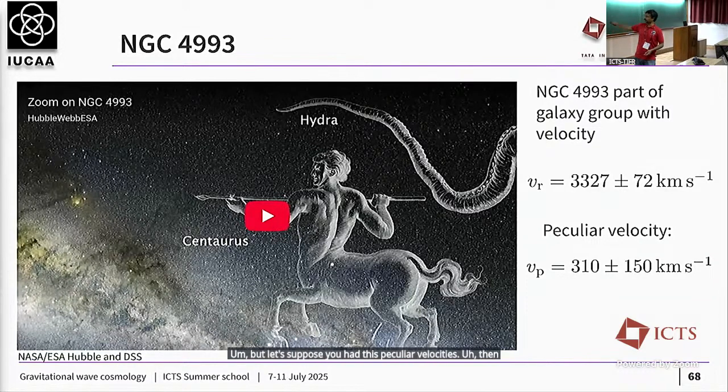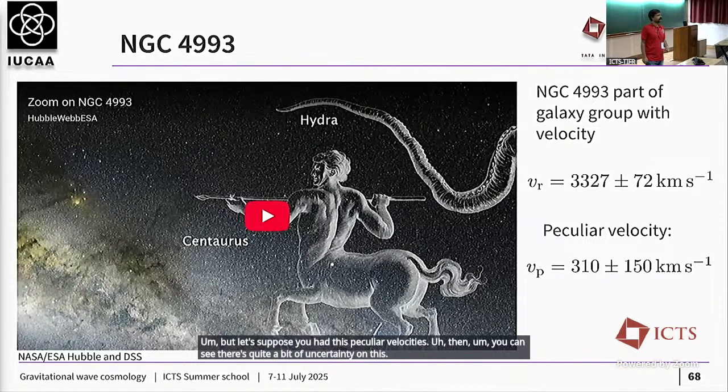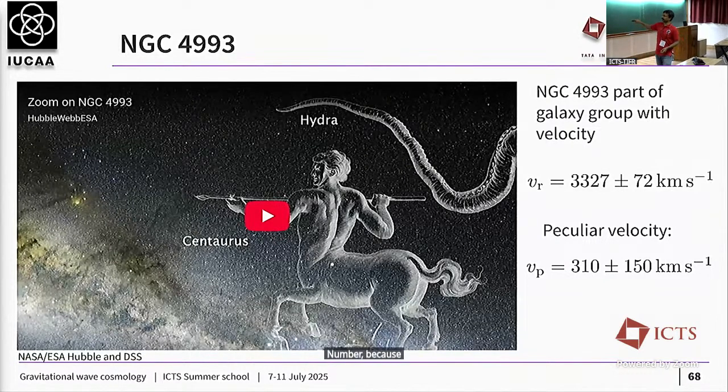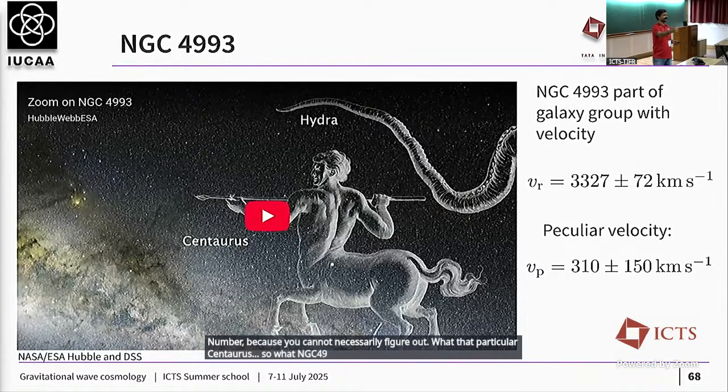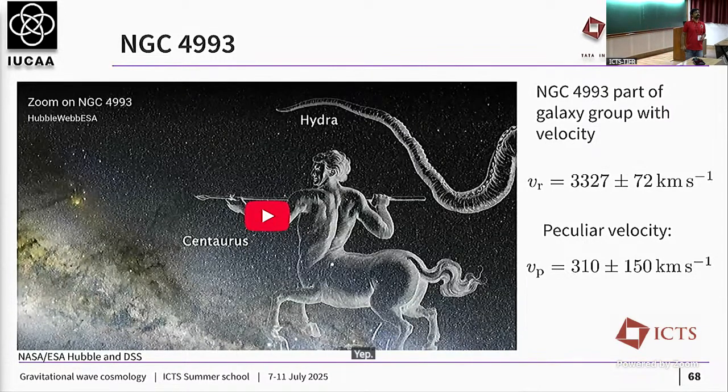Then you can see there's quite a bit of uncertainty on this number because you cannot necessarily figure out what that particular Centaurus, so what NGC 4993, is exactly doing. Okay. Yeah? This is just the radial component. Yeah. It's very hard to measure the tangential components in galaxies. Yeah?